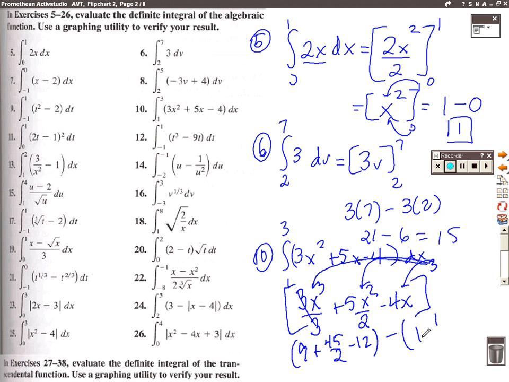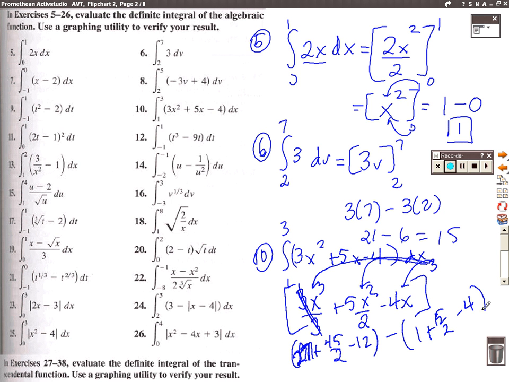You know what? I messed up the last one because I had already divided these 3's out. I just realized that now. So 3 cubed is 27. Okay, so in the other one, 1 cubed is 1. And then I'll have plus 5 halves minus 4.